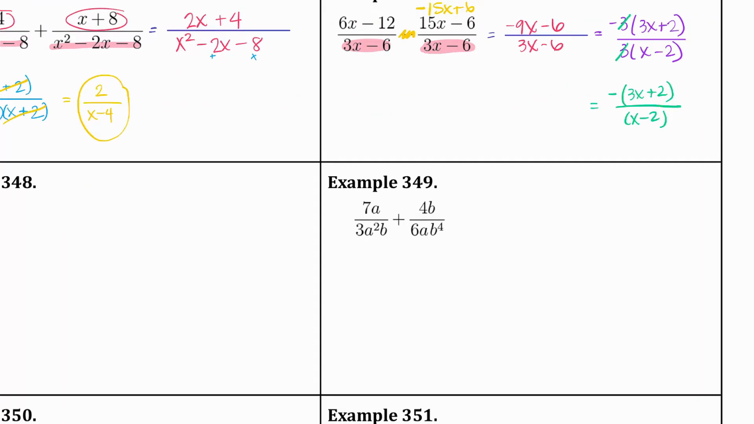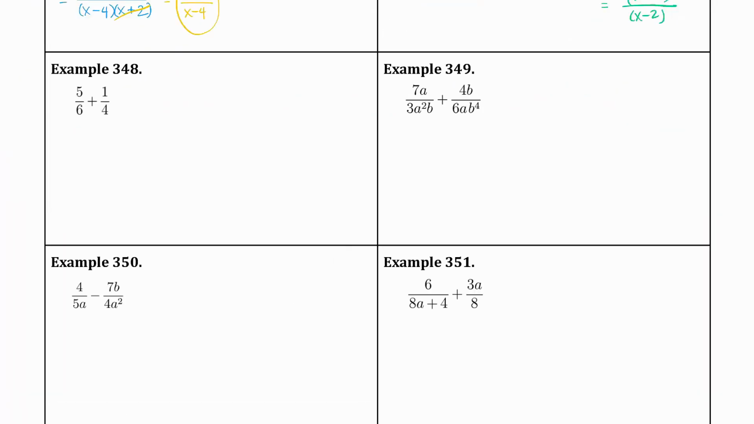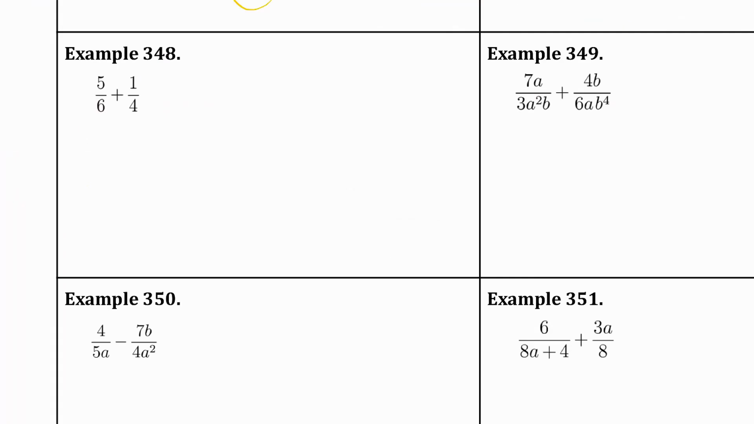All right, so starting from here, from 348 and beyond, notice we do not have common denominators. So we're going to have to find that first before we can add. So I'm going to put a big star here, and I'm going to put find the LCD first. Remember, LCD stands for least common denominator. That's what we practiced finding in the last section.